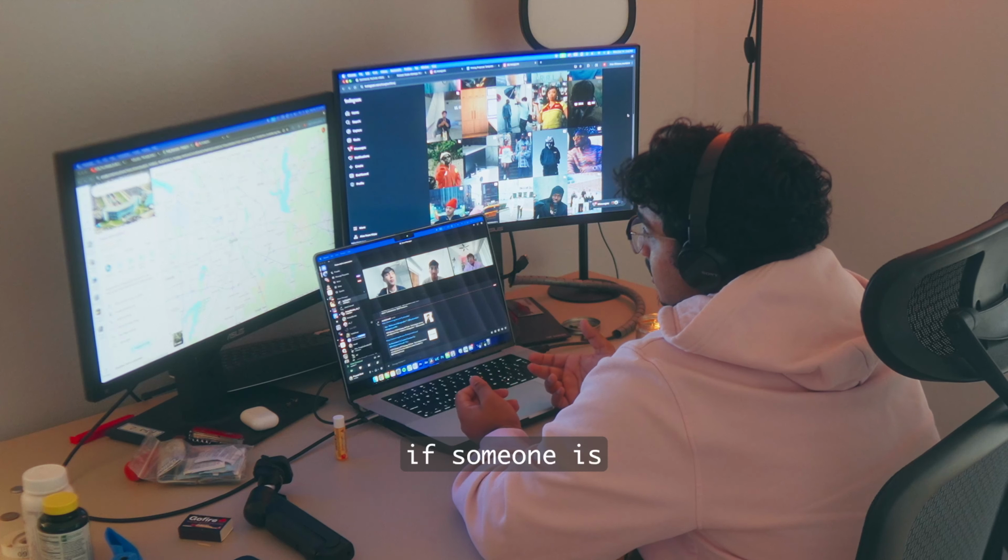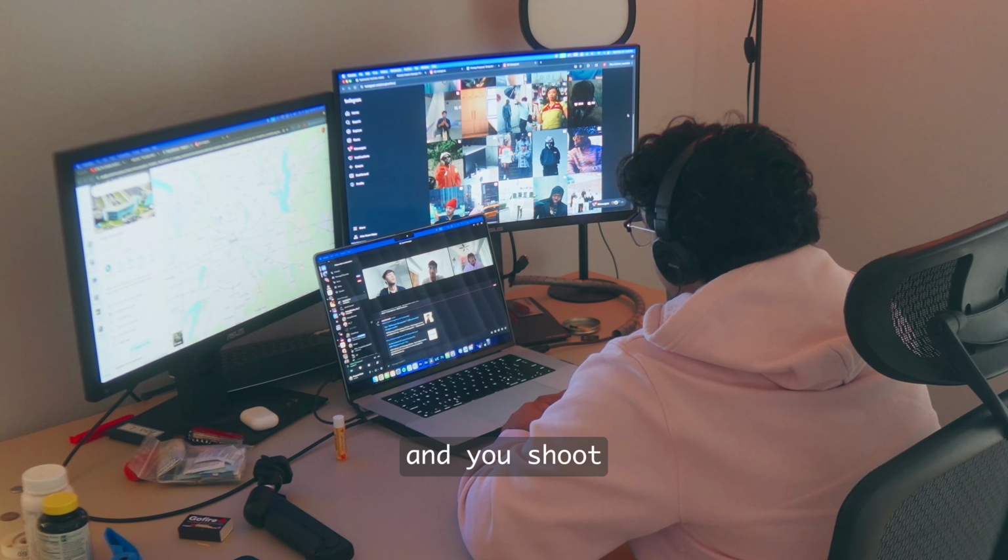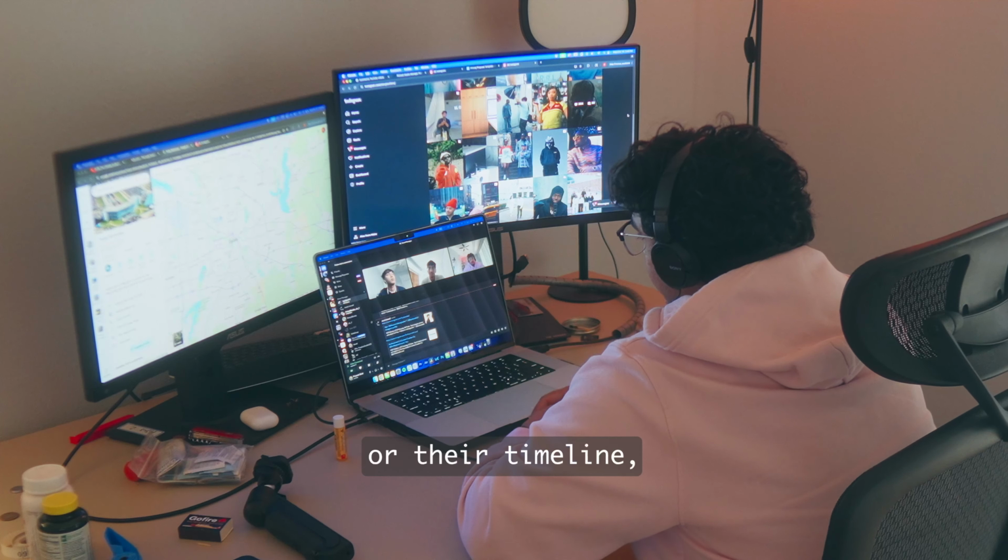For example, if someone is editing on their laptop and you shoot over the shoulder showing their screen or their timeline, that is the perfect example. Your over the shoulder or OTS shot is gonna give your viewer context for what your action looks like. Now, we're not just seeing the person exist in the frame, we're looking at what they're doing and what they're interacting with, which helps push the story forward.